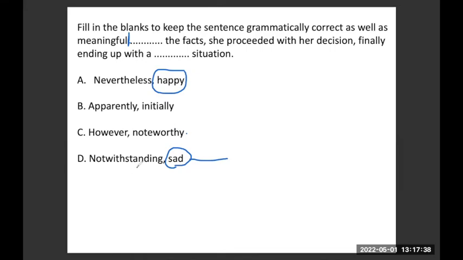But the deciding factor comes in the first word itself. The first word is the deciding factor of which is the correct option, in this case, not the second part. The second part, which can be sad or happy, initially is wrong. Initially can also fit in, provided the first part of the statement was framed correctly.